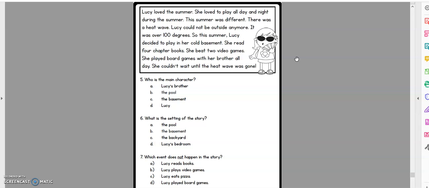She read 4 chapter books. She beat 2 video games. She played board games with her brother all day. She couldn't wait until the heat wave was gone.